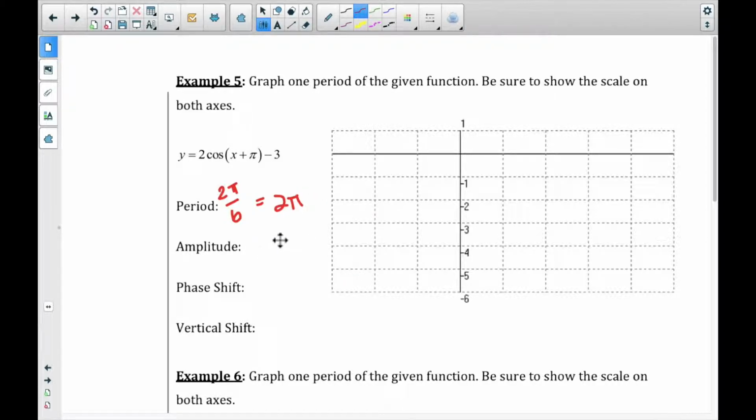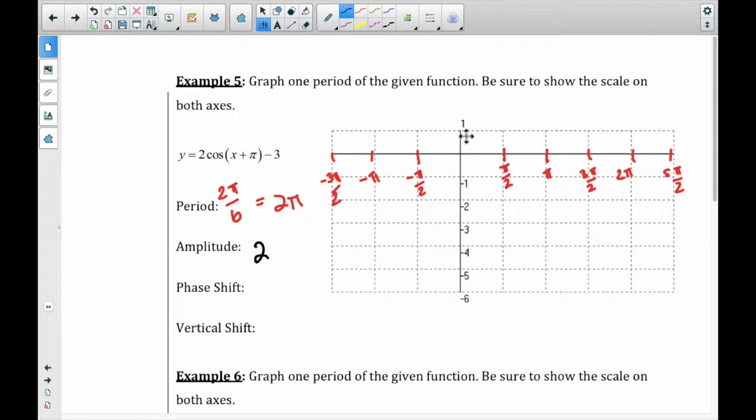So for our x-axis, we take that and we divide by 4, and it gives us pi over 2. So I can just graph. I'm going to count by pi over 2's, and I'm going to get my x-axis set up from the period. That's how we always do it. The amplitude, let's look at the amplitude. The amplitude is 2. That means we have to be able to go up 2 or down 2.